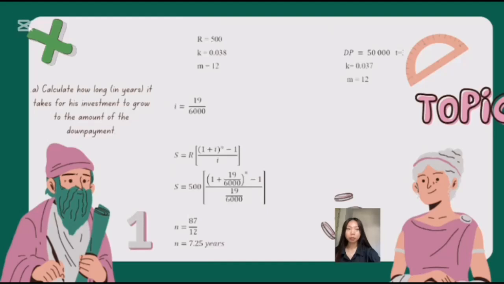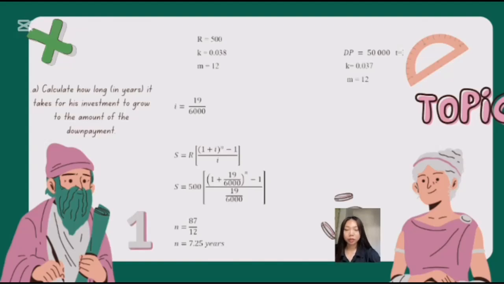First, take the annual rate I've given in the question, which is 3.8%, and divide it by 12. So I will get the answer, which is 19/6,000. So we just plug everything into the formula.